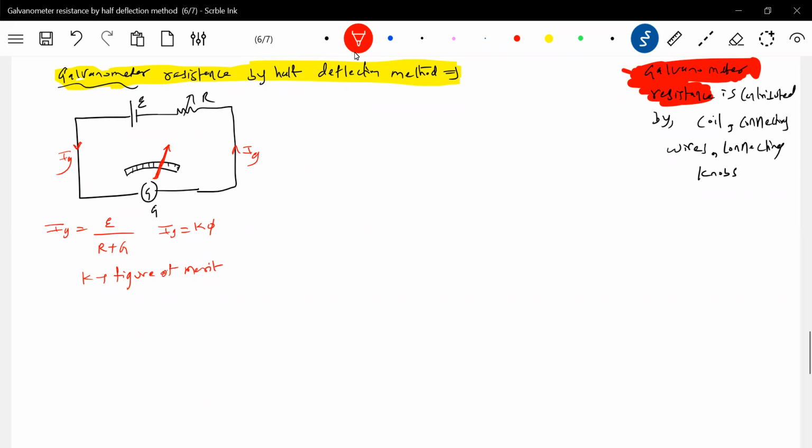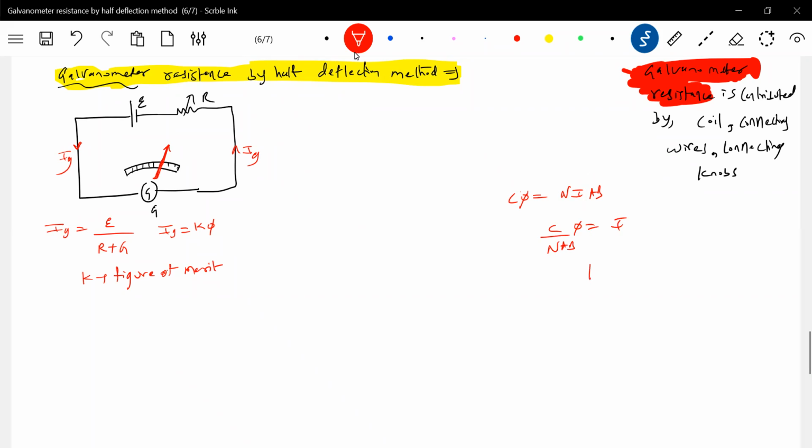Both are very difficult quantities to measure: galvanometer resistance and figure of merit. So what is the figure of merit? It contains couple per unit twist, which is equal to NIAB. Okay, don't get confused much here.